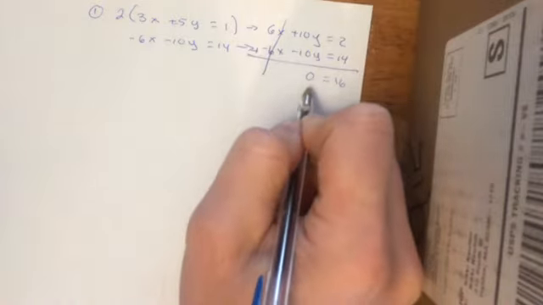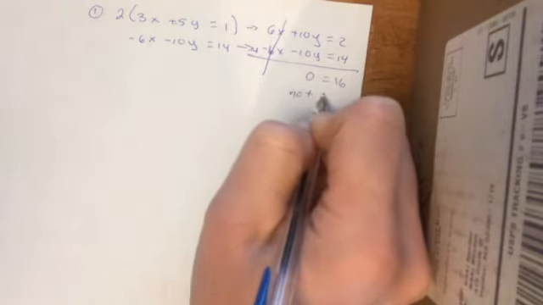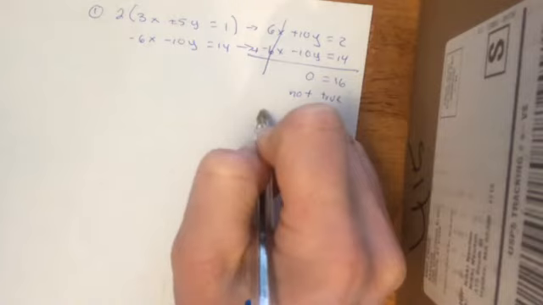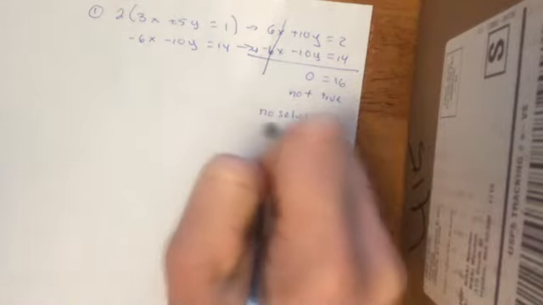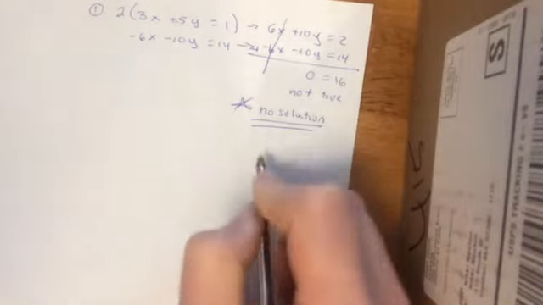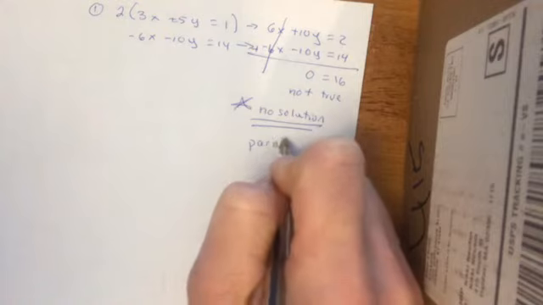Whoa, this is funny. No x's and y's. 0 equals 16. That is absolutely not true. So that means that there is no solution to this system. That's the answer. I'm done. But just so you're aware, remember, no solution happens when the lines are parallel.